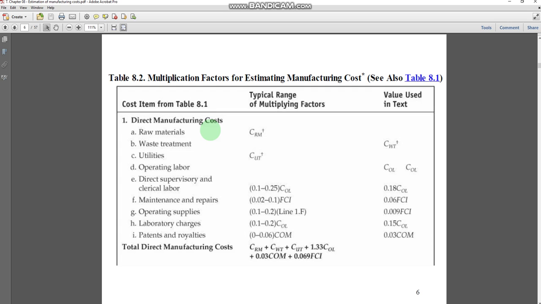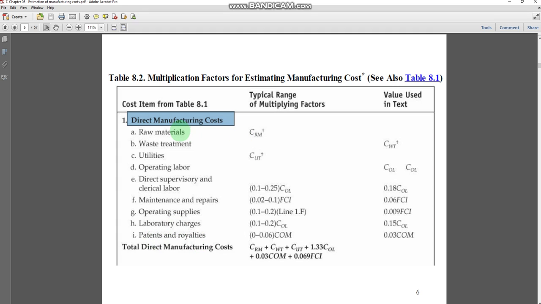Now let us see some of the tables and what are the different things that can be added up together to get the value for the manufacturing cost and the direct manufacturing cost and the fixed manufacturing cost and the journal expenses. So we can see this one. The first category is the direct manufacturing cost. It is a combination of raw material, waste treatment, utilities, operating labor, direct supervisory and clerical labor, maintenance and repairs, operating supplies, laboratory charges, patents and royalties.